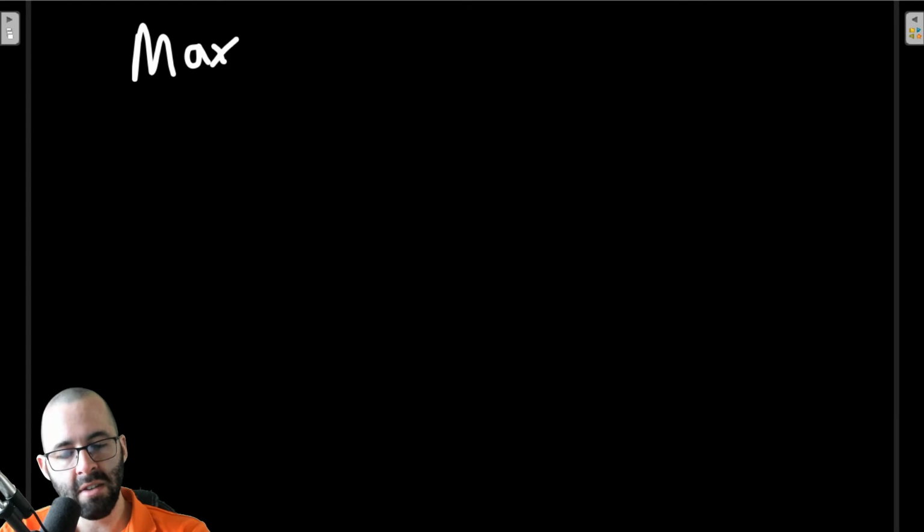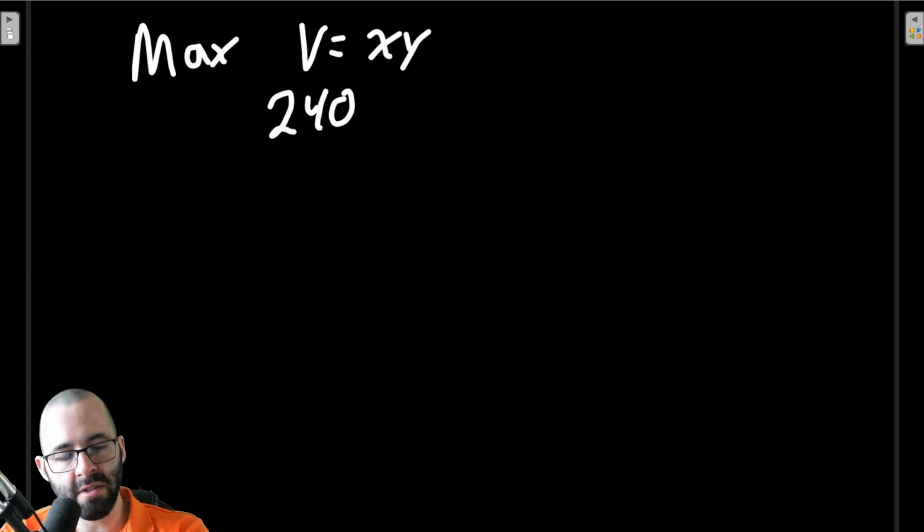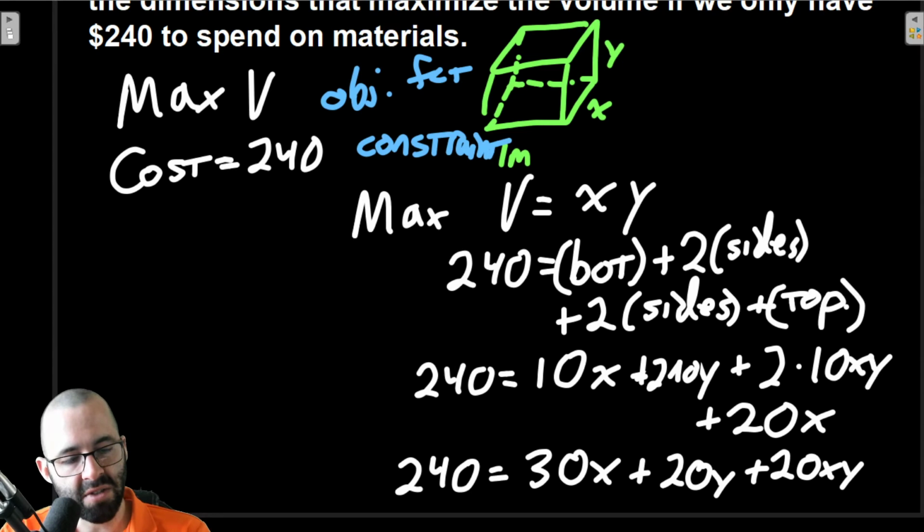We're maximizing the volume, which is x times y here. And our constraint is that we only have $240. So 240 was 30x plus 20y plus 20xy.